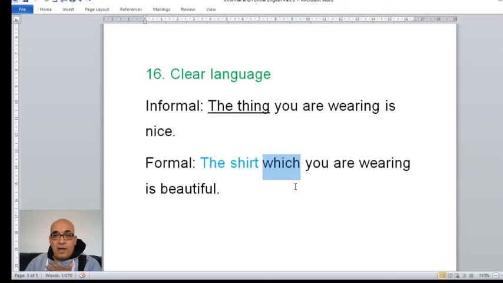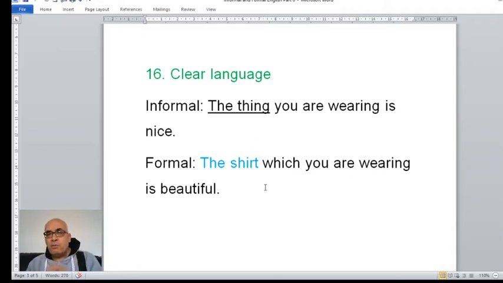And which is a relative pronoun, and it makes the sentence complex and it makes it complete. But in speaking, people don't use which, because this is informal. I mean informal speaking, but you can have formal speaking. If you want to have formal speaking, you can say, the shirt which you are wearing is beautiful.